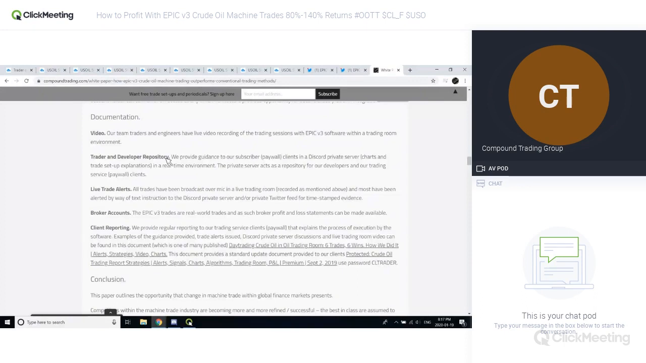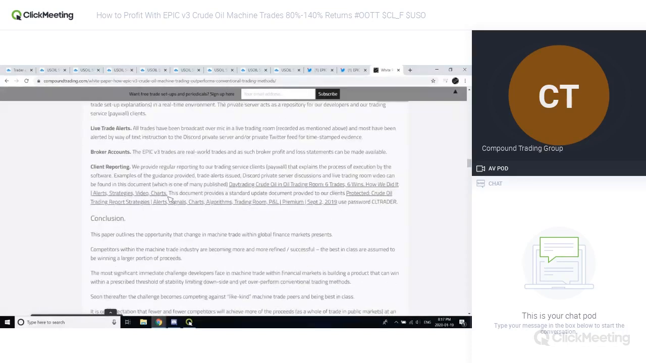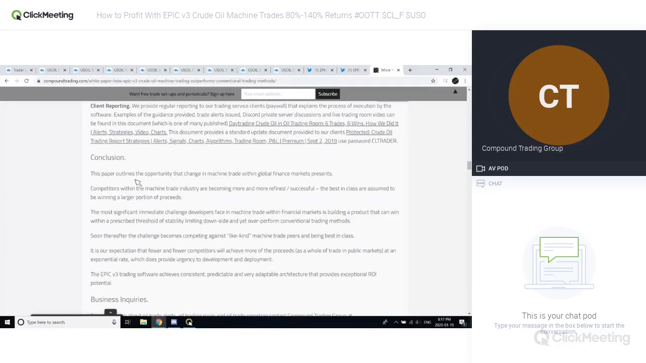So these are real-world trades. So the Epic V3 trades are real world, and as such, broker profit and loss statements can be made available. And then client reporting, there's many different ways, and I explained where you can find the fundamental reporting and that kind of thing.